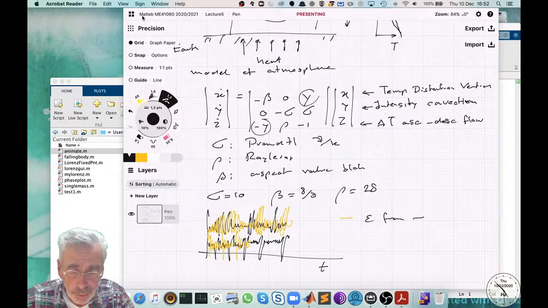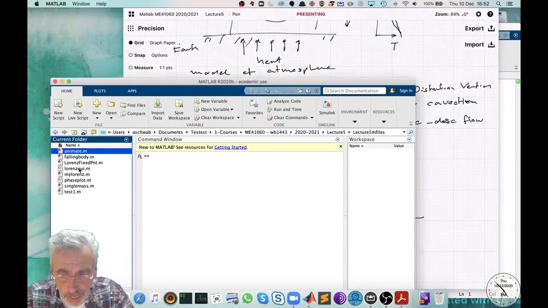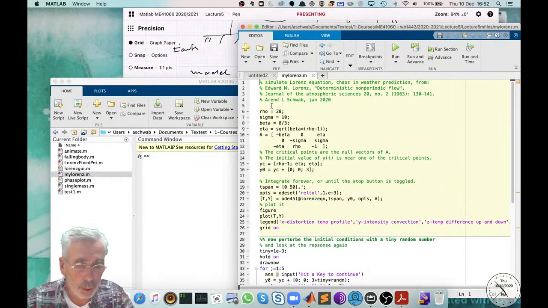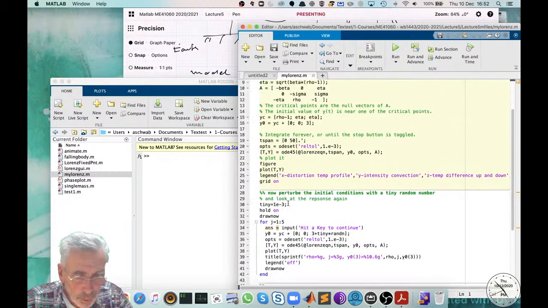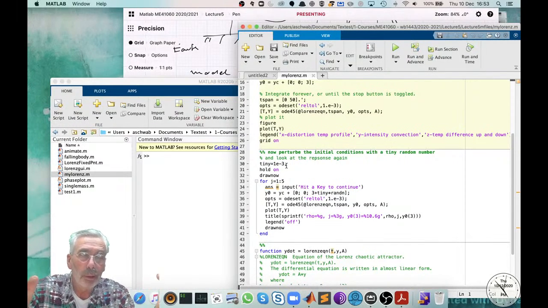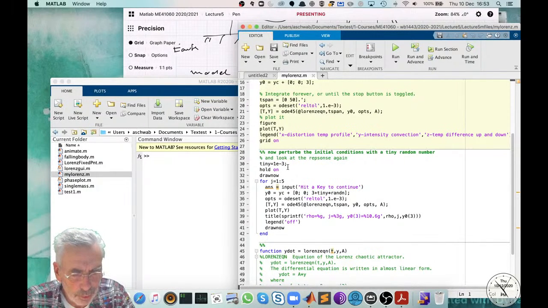Now let's demonstrate this in Matlab, and there's a nice thing called my-Lorentz. And what did I do? I programmed the Lorentz equation, and then around the solution I perturb with a very tiny number. So I changed the initial conditions with a very small random number. And then here you see tiny times random, so it's 3 plus 10 to the minus 3, so it's 1 in 3,000 or something like that. And it's really little, and you would expect that doesn't give so much different result, but watch what happens. So let's run it.